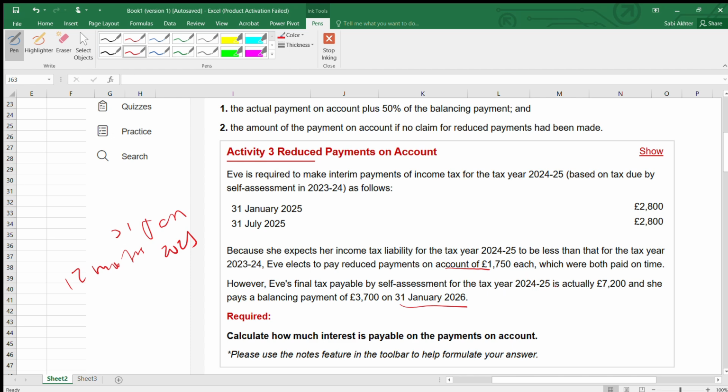If you see the final tax, it's more, 7,200. She was expecting her tax to be less in the current year compared to the previous year, but now it's more. So now her payment, when is it due? 31st Jan 2025. She is paying 31st Jan 2026. The next, 31st July 2025. So she's paying 31st Jan 2026, 6 months late in the second payment on account. Balancing payment, no issue. Balancing payment he has paid on time.